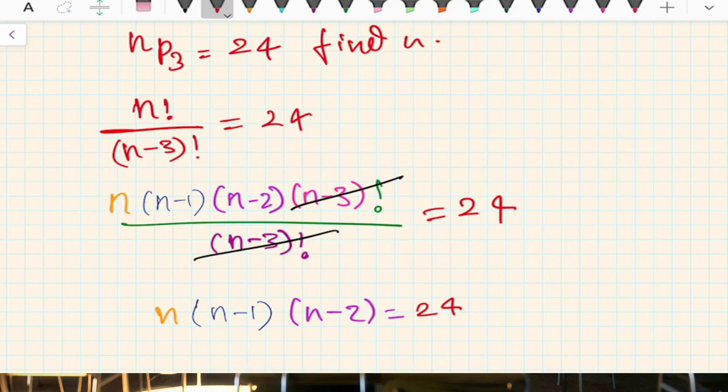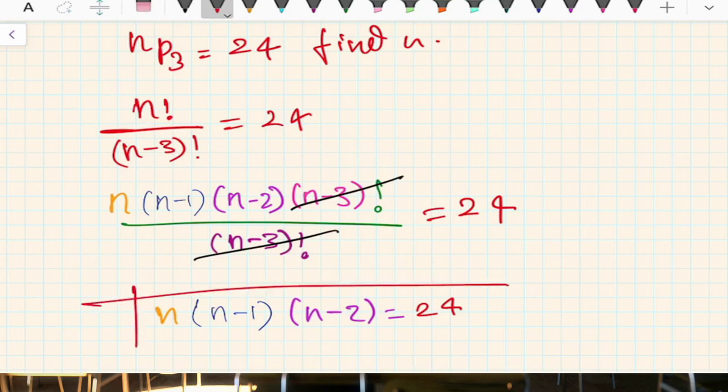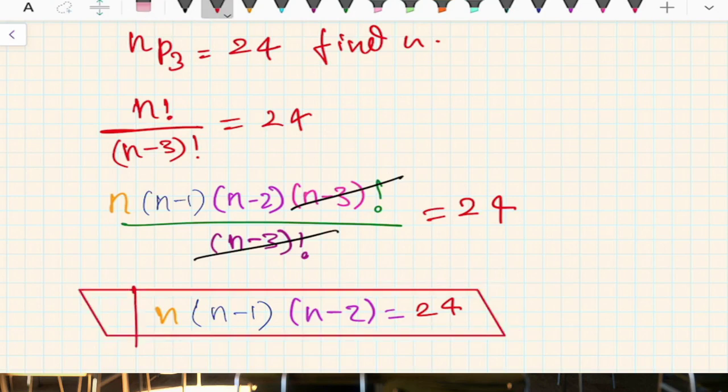Now in factorial you cannot take negative numbers. So you'll have to consider the positive numbers only. So find the different values of n, and then by that you will be done. And how can you find the different values of n over here? Using equations, using factorization.